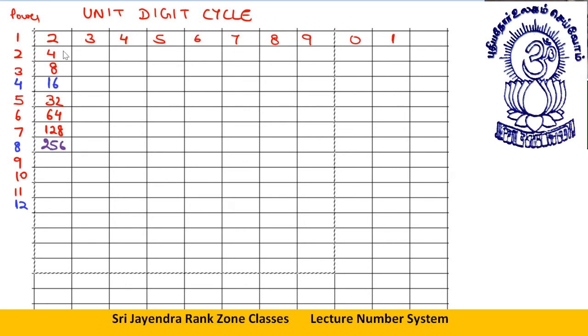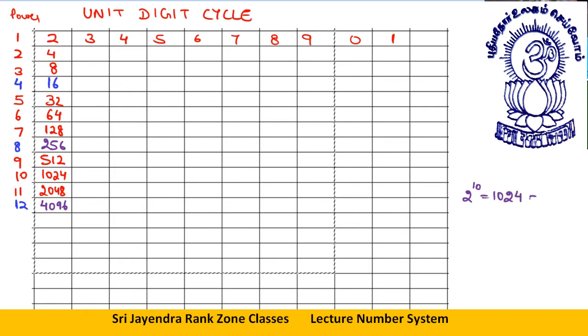Then 2 raised to power 9 is 512. 2 raised to power 10 is 1024. 2 raised to power 11 is 2048. And 2 raised to power 12 is 4096. One thing, students, I want to tell you, what is this 2 raised to power 10?